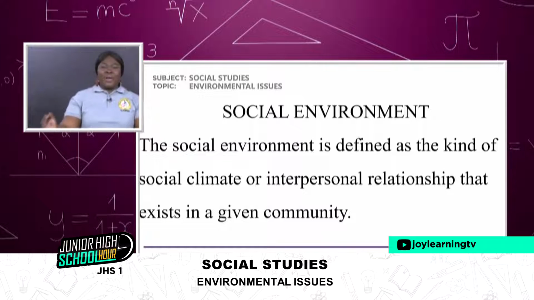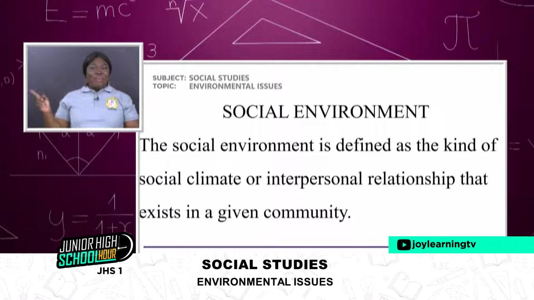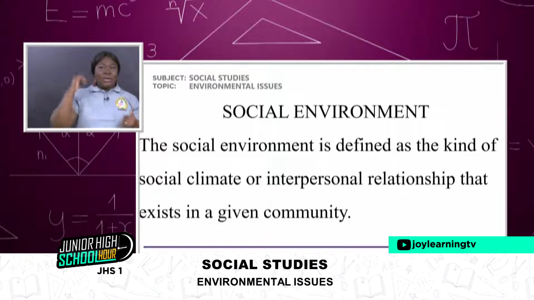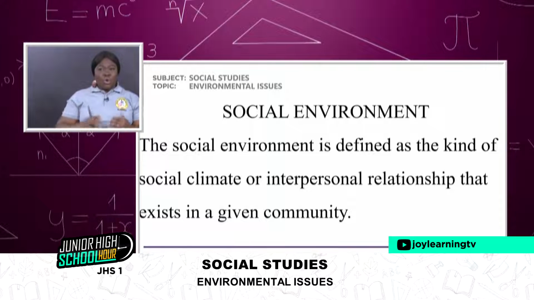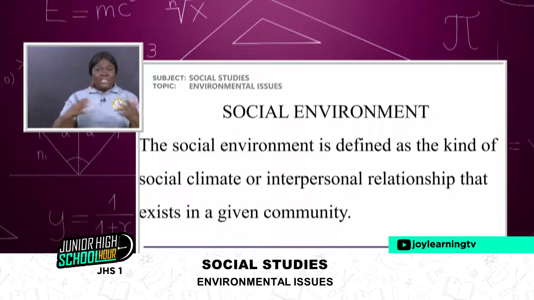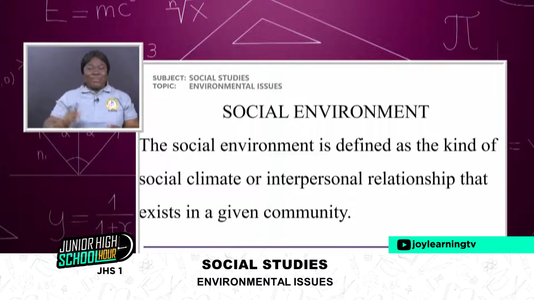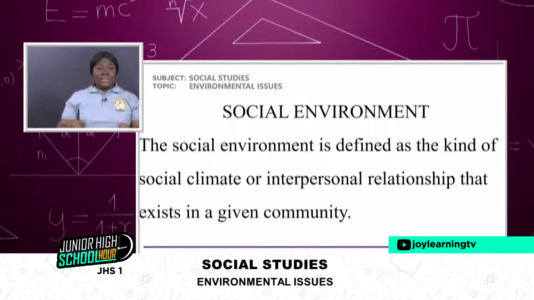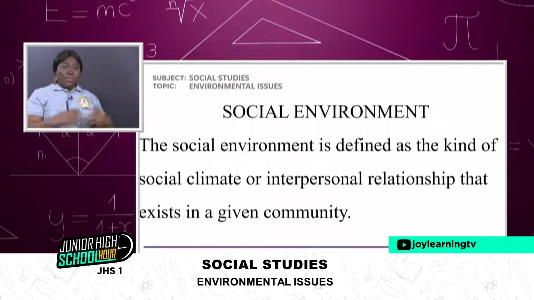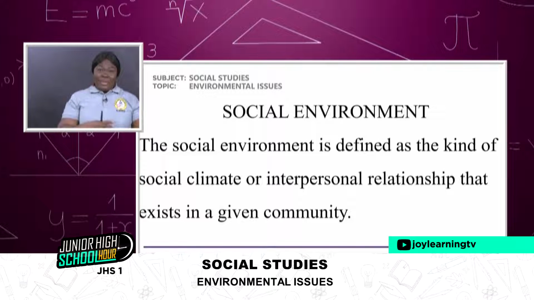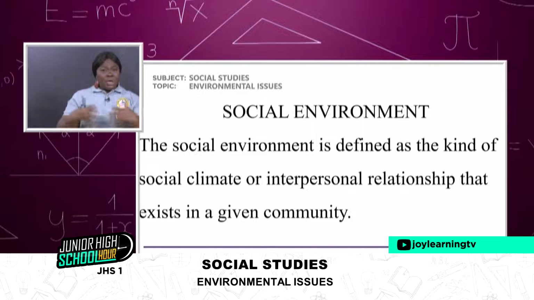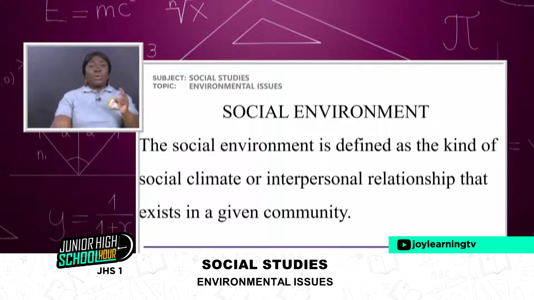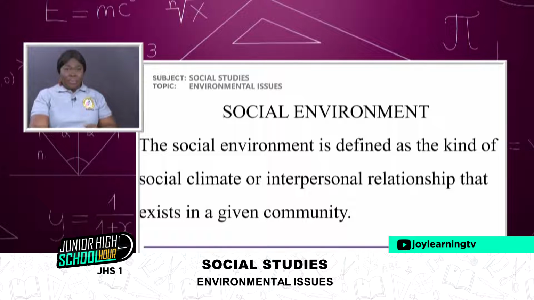Now look at where you live right now. I'm sure with your next neighbor, you have a very good relationship. People you meet along your way as you commute to school, you have a relationship with them. At least you say hi to the person. It means you have a good interpersonal relationship with the person. For instance, in the classroom, the way you relate to your friends, you have that good interpersonal relationship. And that's what we call social environment.